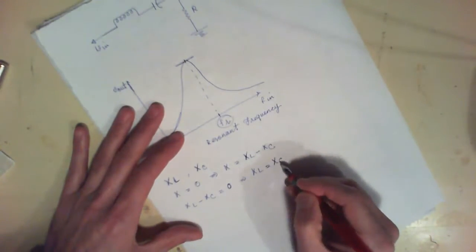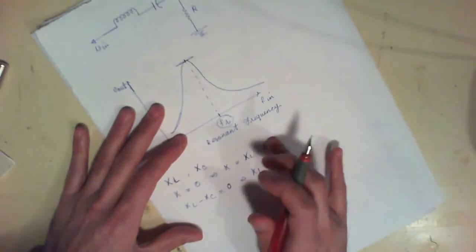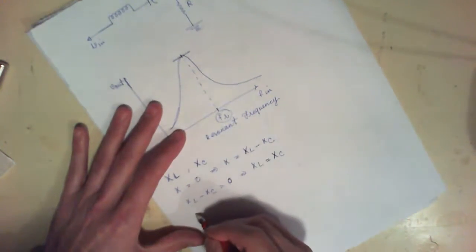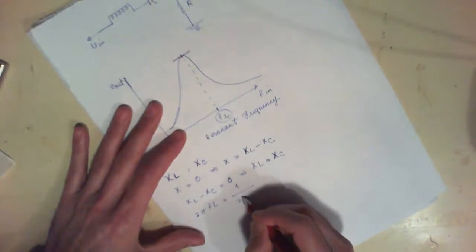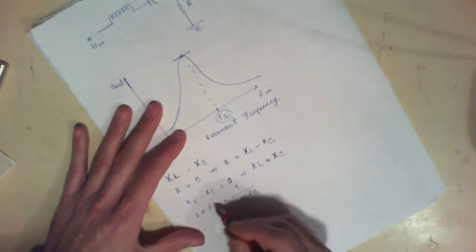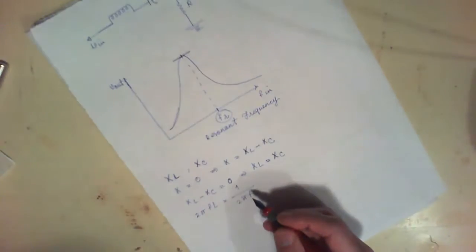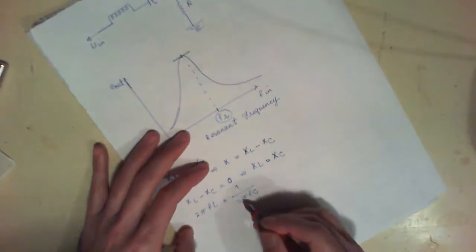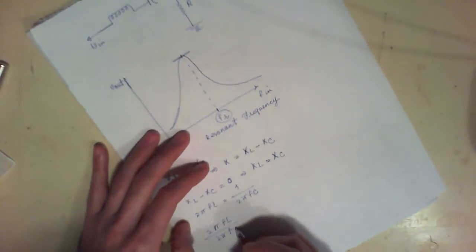And using this equation, you can simply find the frequency, because you know X of L is equal to 2 pi FL and X of C is equal to 1 over 2 pi FC. So if you cross multiply, or if you divide both sides of this equation by 2 pi FC, you'll get 2 pi FL over 2 pi FC.